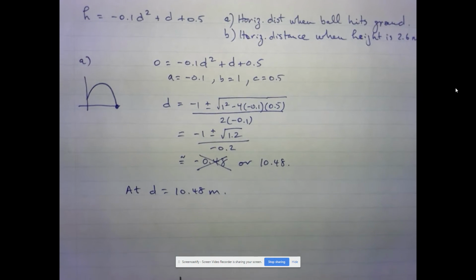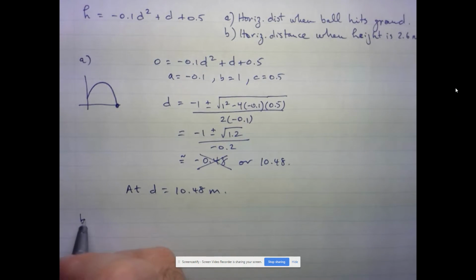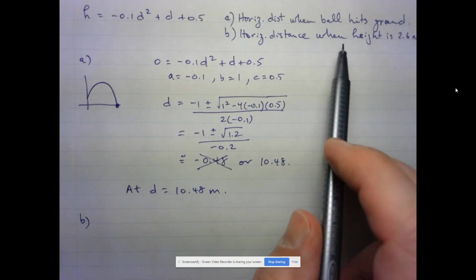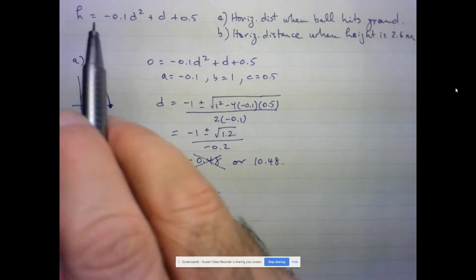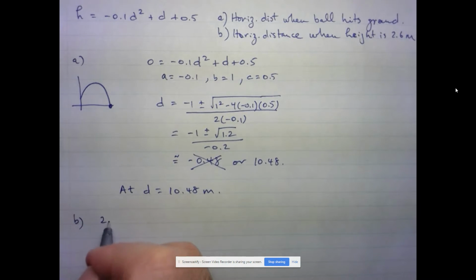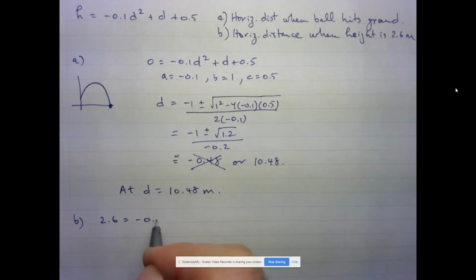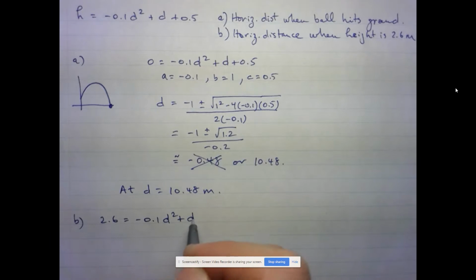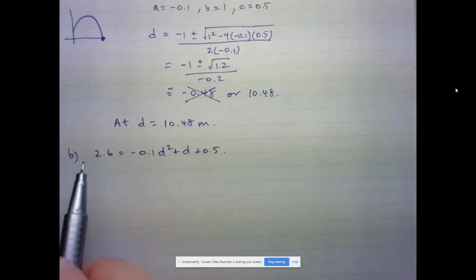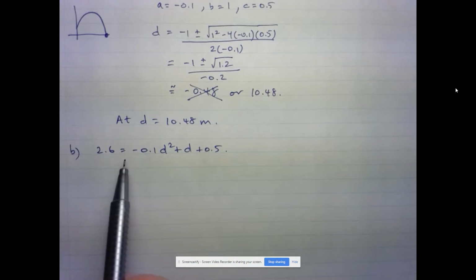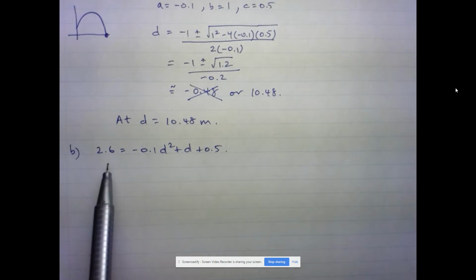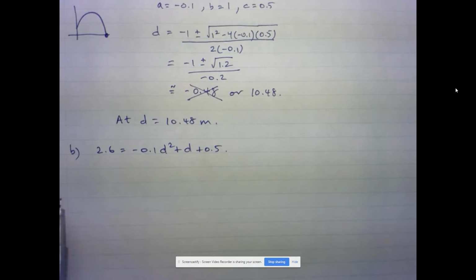All right, so let's take a look at part B now. So part B tells you that they're interested in the horizontal distance when the height is 2.6 meters. So I'm just going to replace the height by 2.6 meters. So 2.6 is equal to negative 0.1 d squared plus d plus 0.5. And I again have a quadratic equation. However, it's not quite in the form that I need in order to use the quadratic formula.